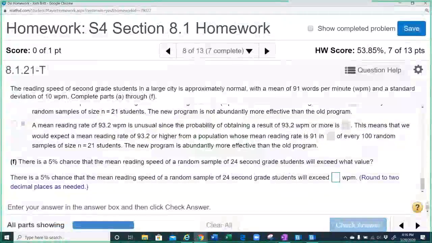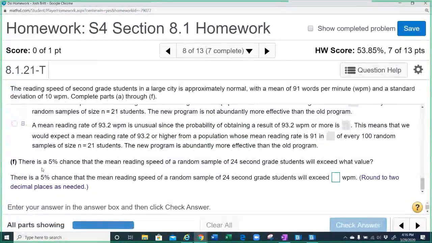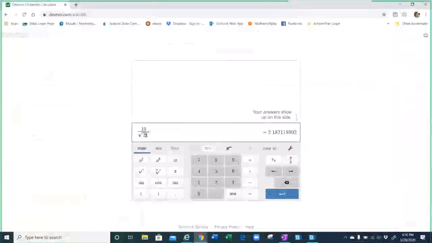Okay, now here's, let's see, this is going to be a percentile question. So there is a 5% chance that the mean reading speed of a random sample of 24 second graders will exceed what value? All right, so let's get our new standard deviation. So again, anytime you change the sample size, you've got to get a new standard deviation. So 10 divided by square root 24, and that's 0.412.